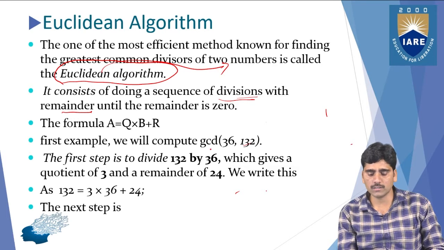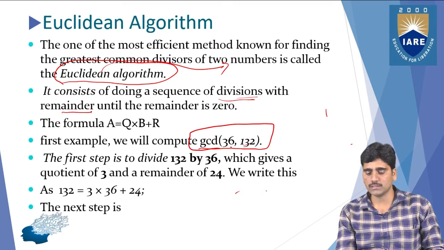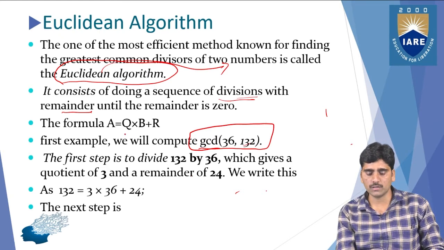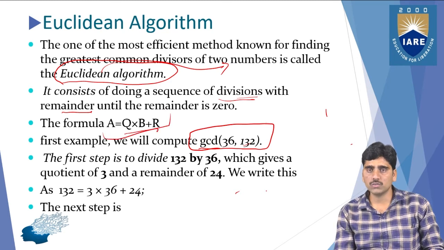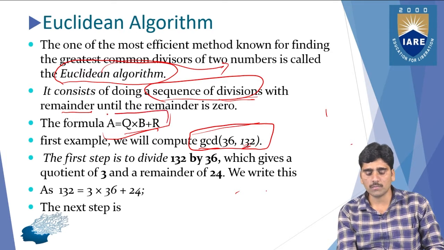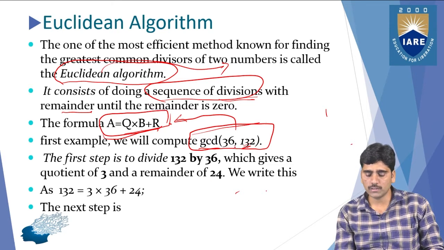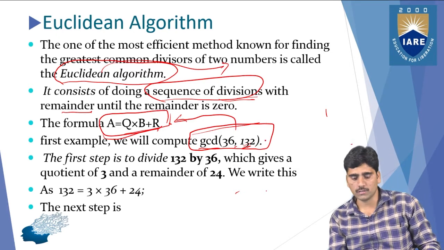So we'll see this example. Find the GCD of 36 and 132 with the help of A equals Q into B plus R. We need to remember one thing: whenever we are doing a sequence of divisions, we need to use this formula and make sure the result is in this form. Before that, 36 is a divisor of 132.